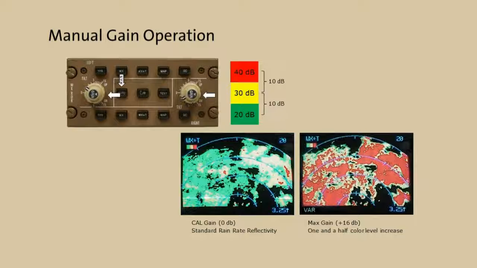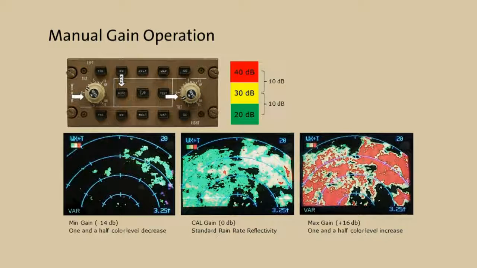Yellow will display as red and green will display as yellow or red. In addition, areas of black may display as green or yellow. Conversely, selecting minimum gain decreases the sensitivity by 14 dB and reduces the color levels approximately 1.5 times. Thus, green returns and a significant portion of the yellow returns will disappear, and red will turn to yellow or green. Essentially, in min gain, only thunderstorm cores are displayed, and they will be represented as green or yellow.